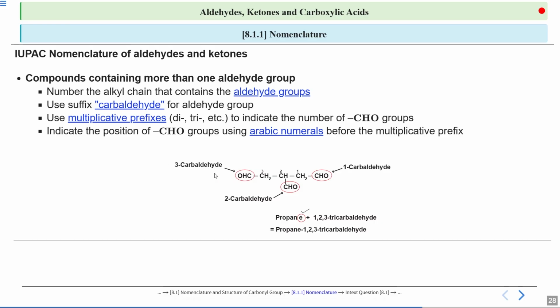If you look at this compound, you have 3 CHO groups. Okay, so you have to use Arabic numerals. If I do the numbering from this side, 1, 2, 3, then on the first carbon, a CHO group is attached. So this is 1-carbaldehyde. Similarly, on the second carbon, a CHO group is attached. This is 2-carbaldehyde. Similarly, on the third carbon, a CHO group is attached. This is 3-carbaldehyde. Okay. So if you write the name, there are 3 carbon atoms, so the root word is propane. So propane-1,2,3-tricarbaldehyde. This is the name of this particular compound.